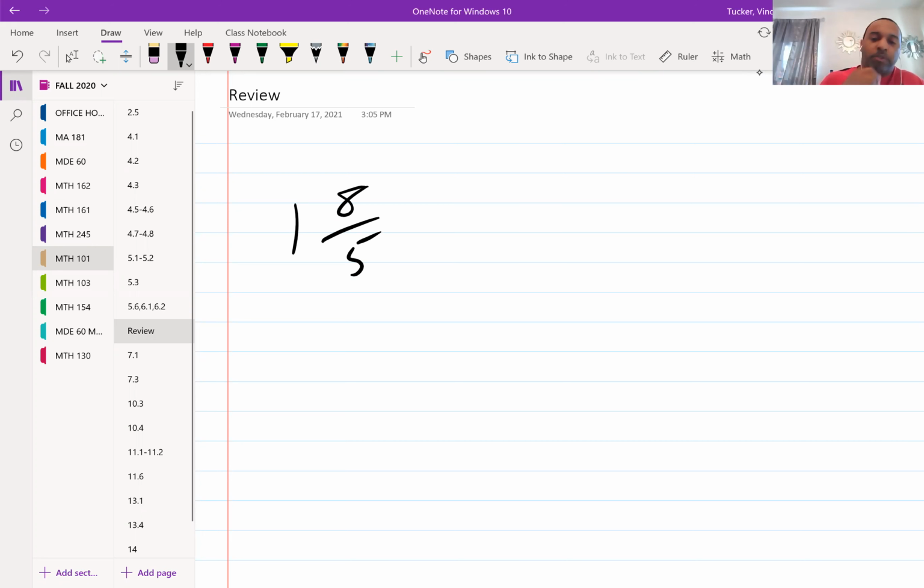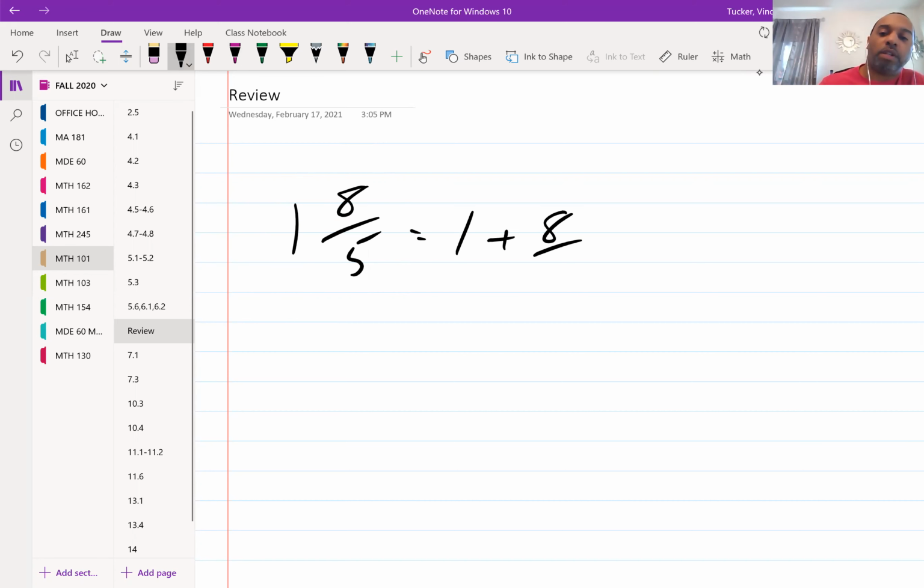Yes. Okay. So the reason they said that this is not currently in mixed number form is because of the fraction right here. That's not a proper fraction. In order for it to be a mixed number, the numerator has to be less than the denominator. So that's why this is not considered to be in mixed number form.